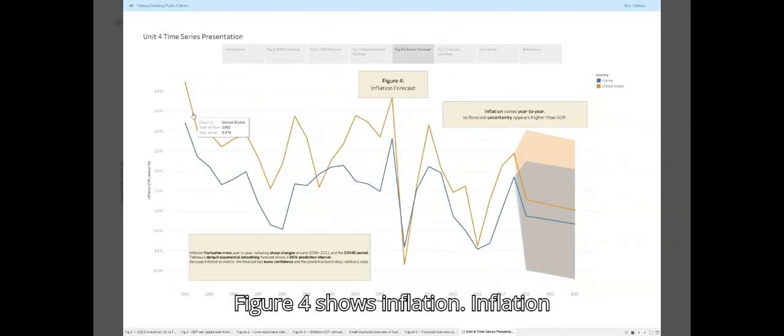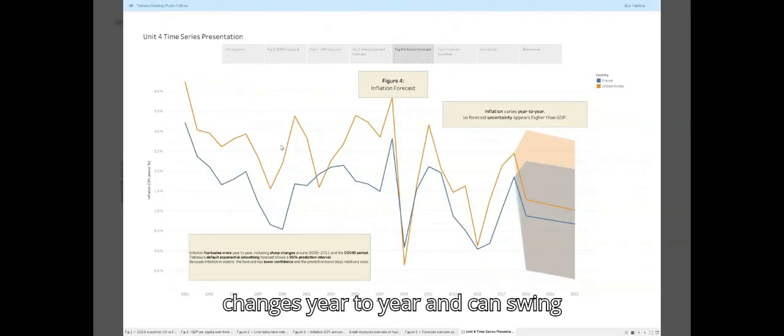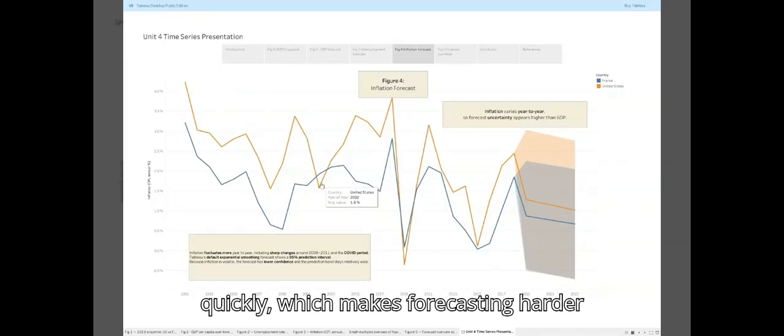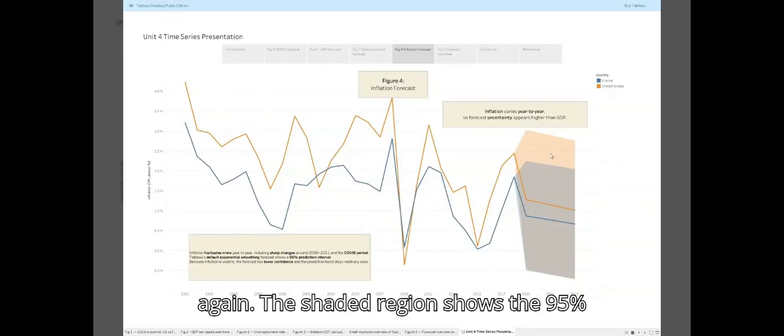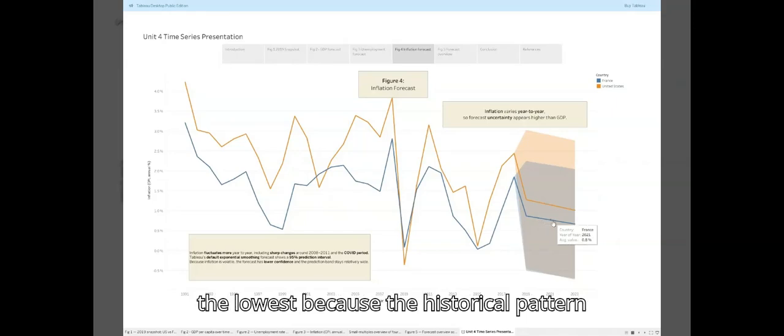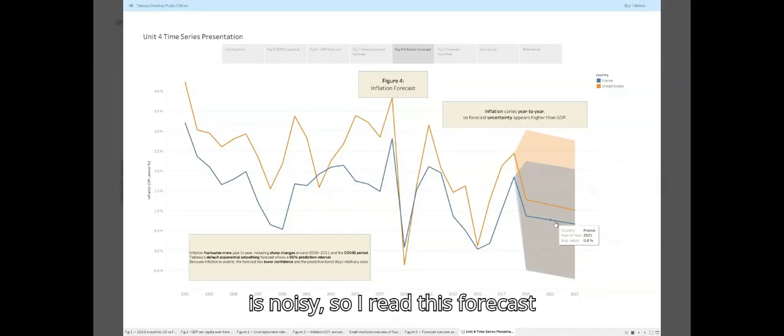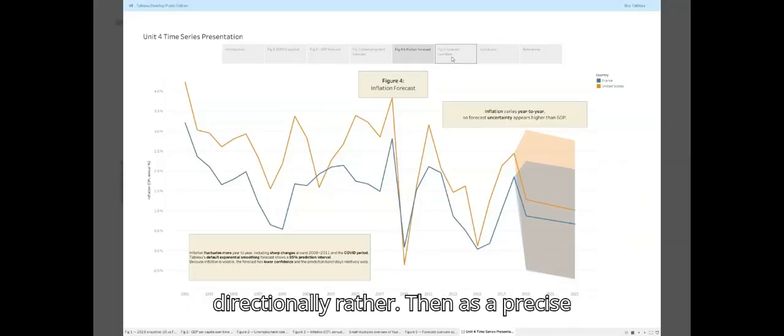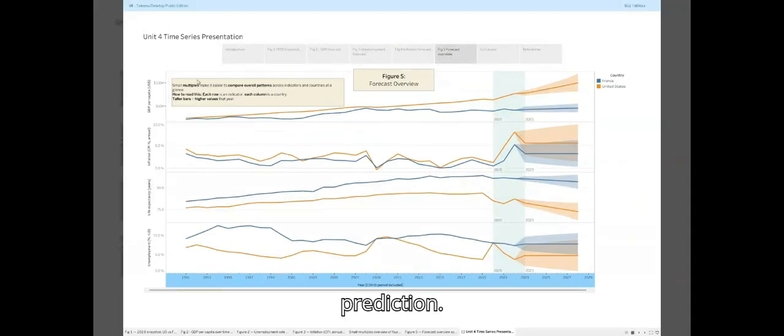Figure 4 shows inflation. Inflation changes year to year and can swing quickly, which makes forecasting harder. Again, the shaded region shows the 95% prediction interval from Tableau's default forecast. My confidence here is the lowest because the historical pattern is noisy, so I read this forecast directionally rather than as a precise prediction.